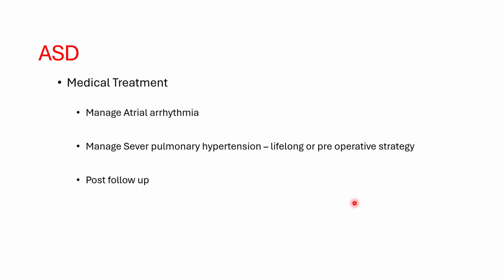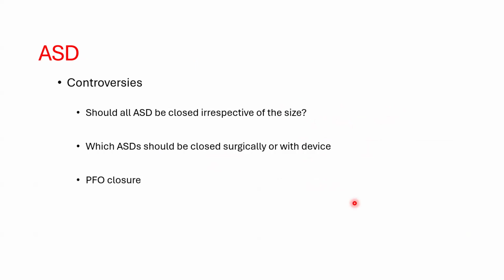Medical treatment always has a role in ASD in the management of the atrial arrhythmias and then pulmonary hypertension as well. We also spoke about some controversies that we should bear in mind. Some of these controversies include the question of whether all ASDs should be closed irrespective of the size. In the past, some people thought you can leave very small ASDs, but because of the risk of paradoxical embolisms, and also for people who work in high altitudes or do deep sea diving, no matter how small the ASD is, it's always important that those ASDs are closed.